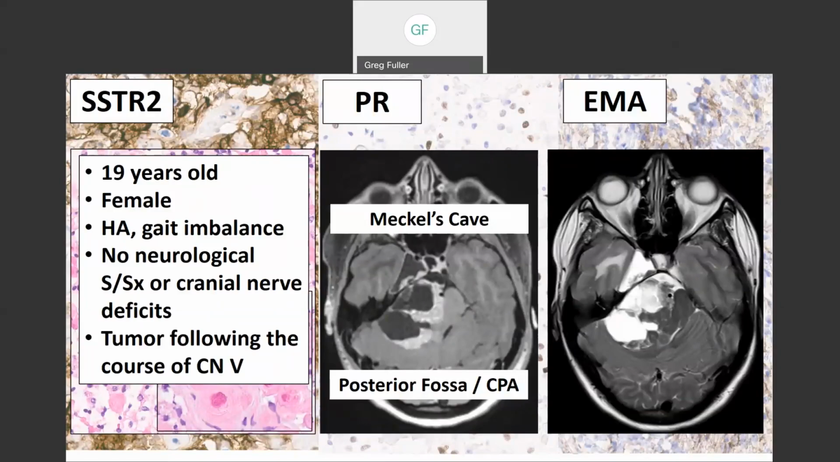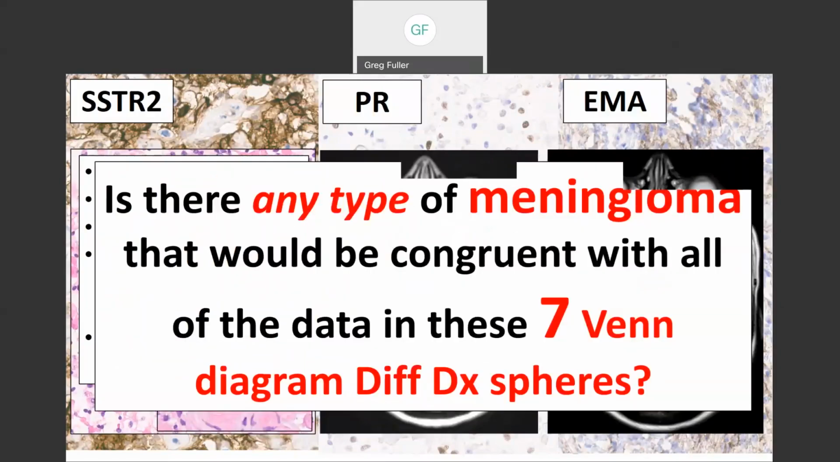The only sphere we don't have is molecular signature. All right, so based on the data that we have, is there any type of meningioma that would be perfectly congruent with all of the data in these 7 Venn diagram data sphere models? Guess what? Trigeminal schwannoma doesn't fit. What about a type of meningioma?